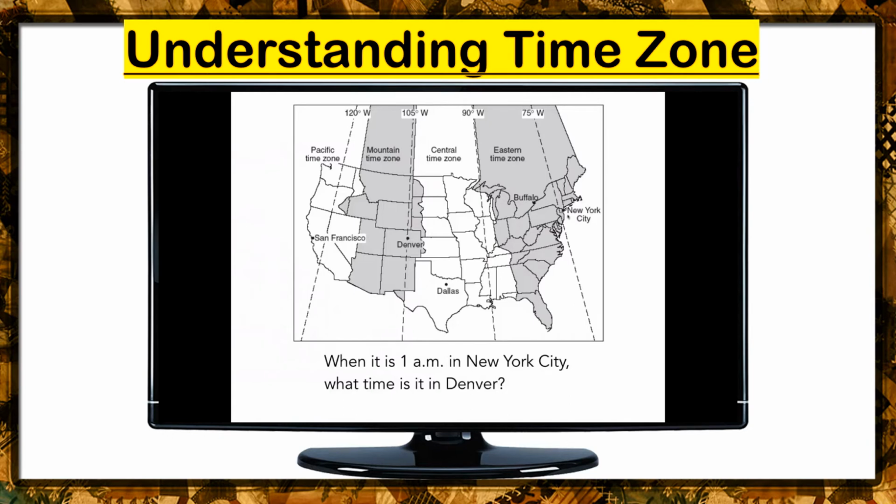In the Eastern time zone, it's 1 a.m. If I go back to an earlier time, this would be 12 a.m. If I go back even further, one more to the Mountain time zone, this would be 11 p.m. So in Denver it's 11 p.m. when it's 1 a.m. in New York City. That was a simple example.